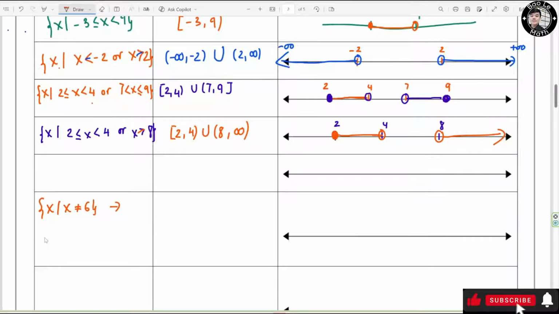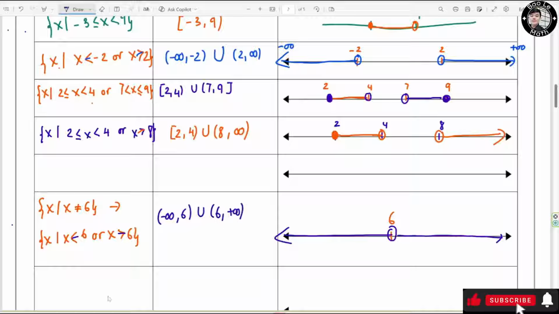Now suppose we have only numbers x such that x not equal to 6. This guy is the same thing as only numbers x such that x less than 6 or x greater than 6, right? So we put 6 right here. Alright, less than 6 we put the line right here and we put the line right here. So from 6 all the way to the left, we don't have equal sign, put the open circle right here. And from 6 all the way to the right, it's going to be right here, right? So your answer should be negative infinity, 6, union, 6, positive infinity, right?